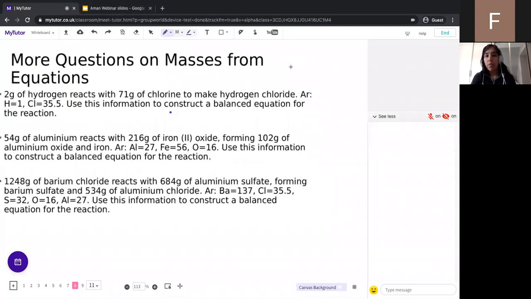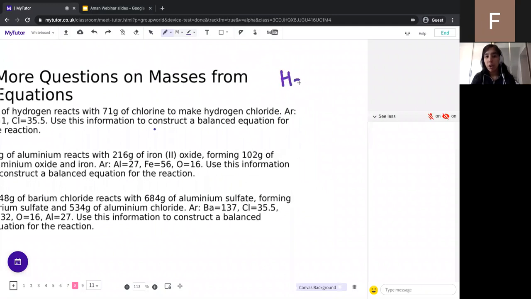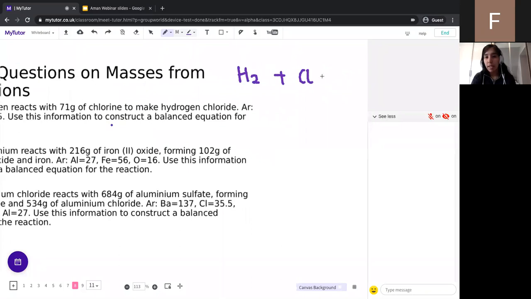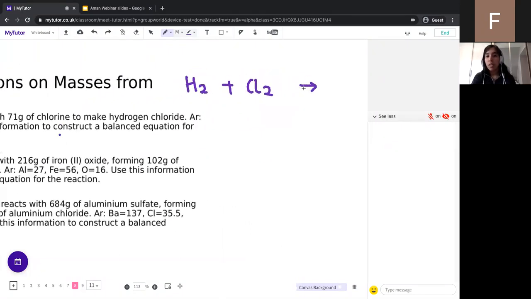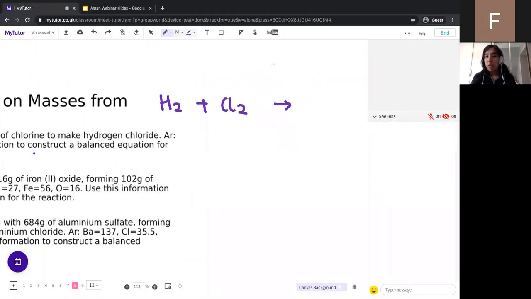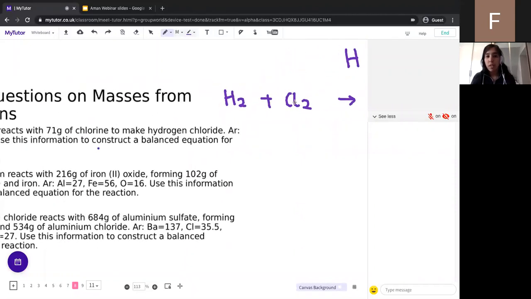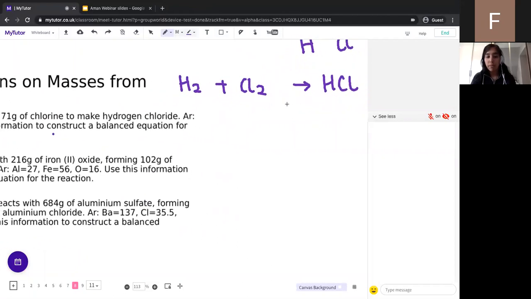So let's try and write an equation first. We've got hydrogen reacting with chlorine. Remember, hydrogen always goes around as a pair. It's a gas, so is chlorine. It's a halogen, and that's going to produce hydrogen chloride. Remember, to write the compounds of hydrogen chloride, we need to know their charges. So hydrogen and chlorine always forms HCl, and that's because of the positive and minus charge. So it forms hydrogen chloride.